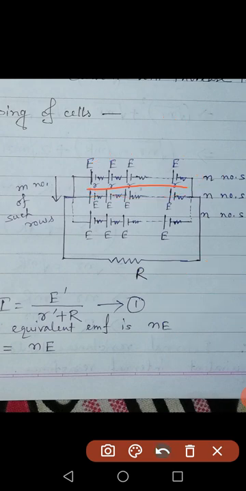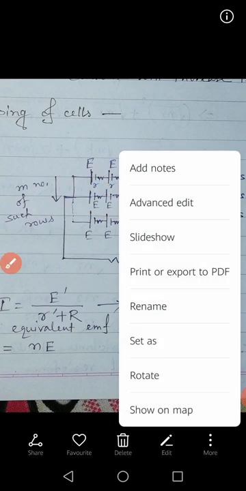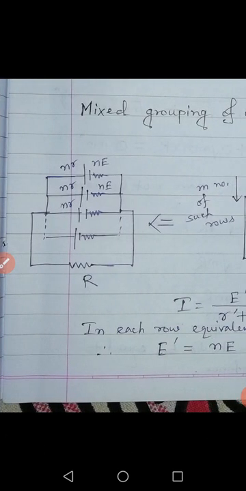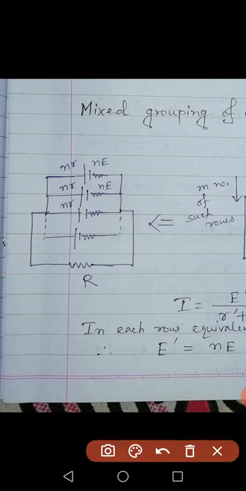So for the next row also the total resistance will be nr. In that way how many nr will be there? M numbers, right? So here you see that when I have replaced all the cells of each row by one cell, I have mentioned that their internal resistance is nr.